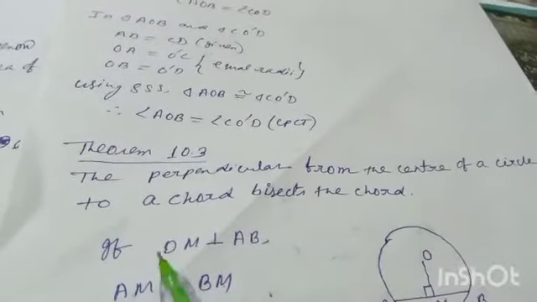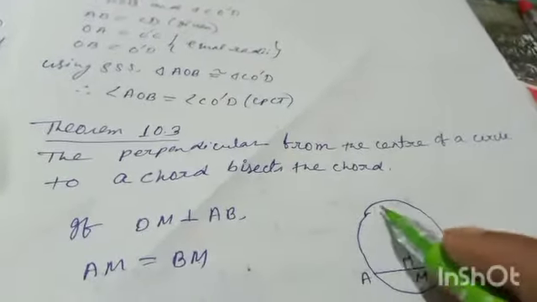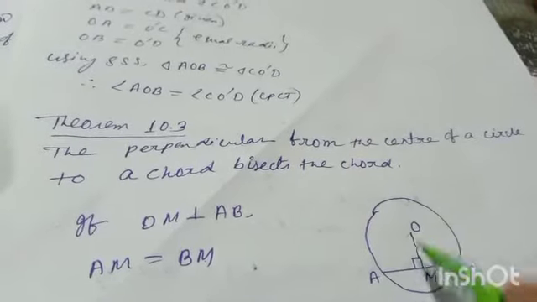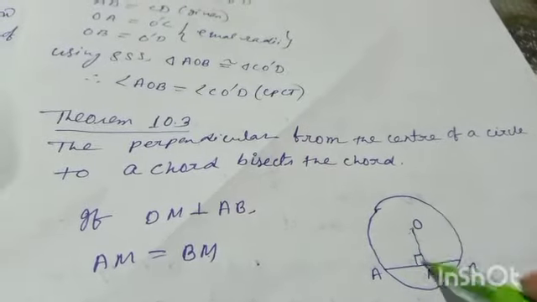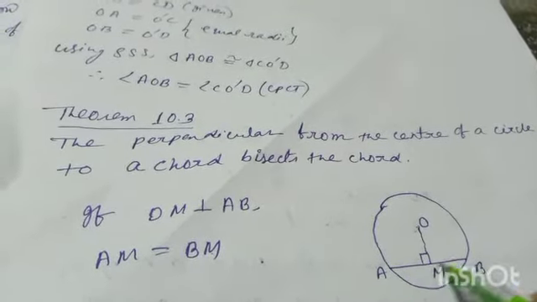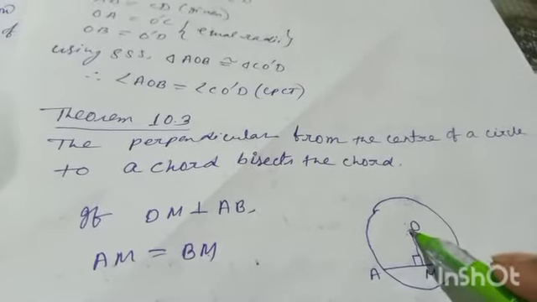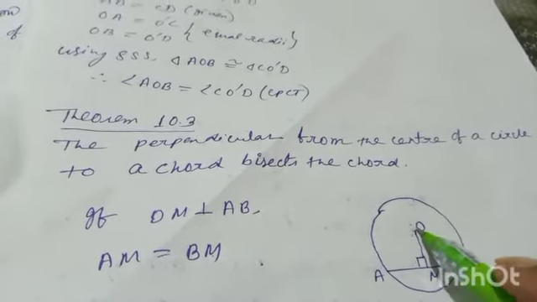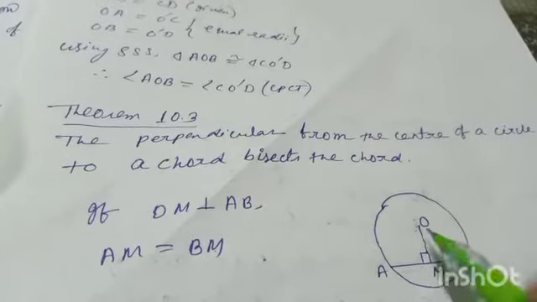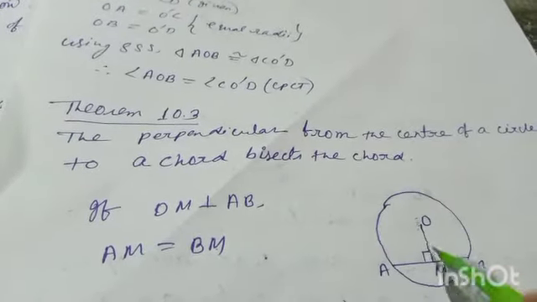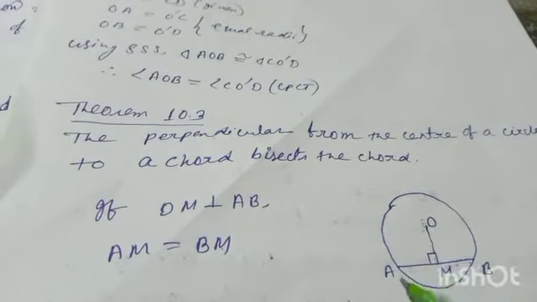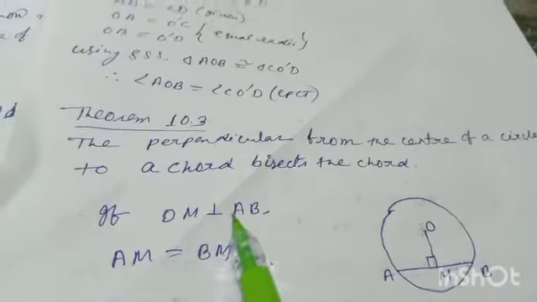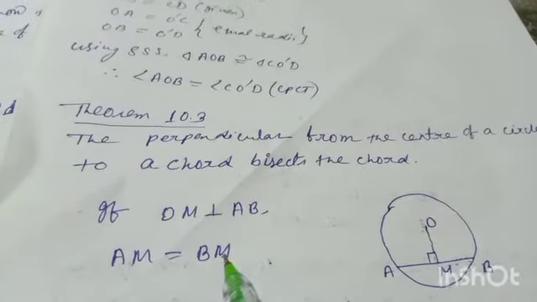Theorem 10.3: the perpendicular from the center of a circle to a chord bisects the chord. Suppose O is the center of a circle and AB is a chord. If you draw a perpendicular OM from O to the chord AB, that is, OM perpendicular to AB, then according to this theorem the chord is divided into two equal parts, that means AM is equal to BM.